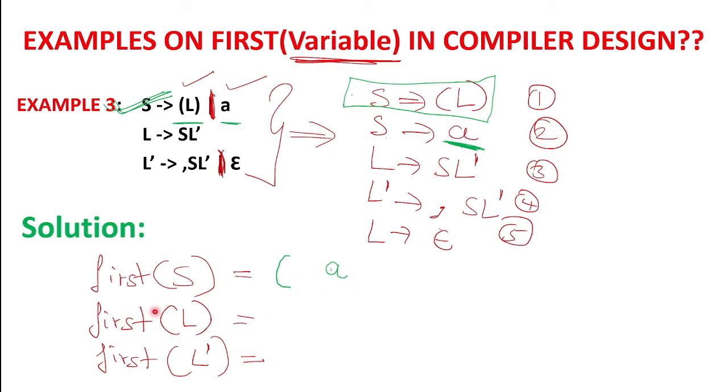Similarly, we need to find the first of L now. For L, we have only one production. Production number 3 belongs to L. So now we have to find the first of L. L is on the left hand side. You have to check the right hand side of that production for finding out the first.